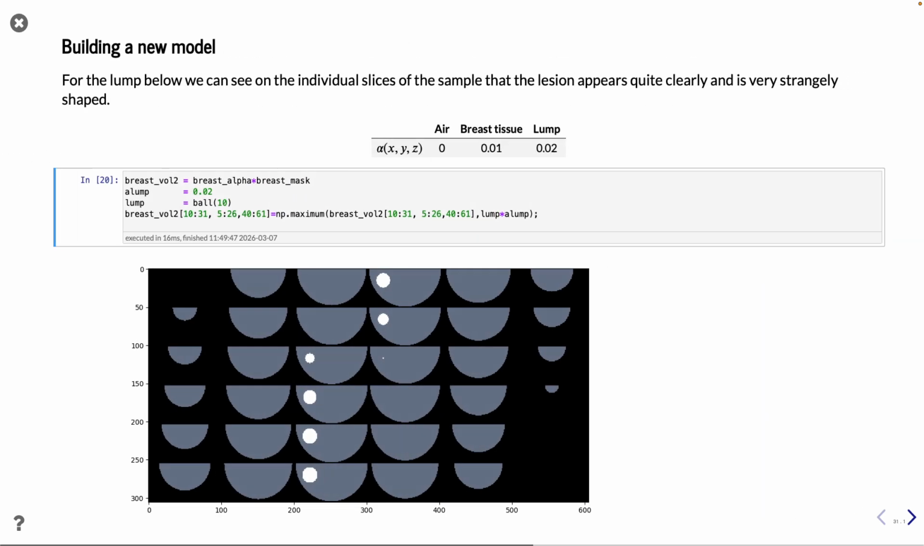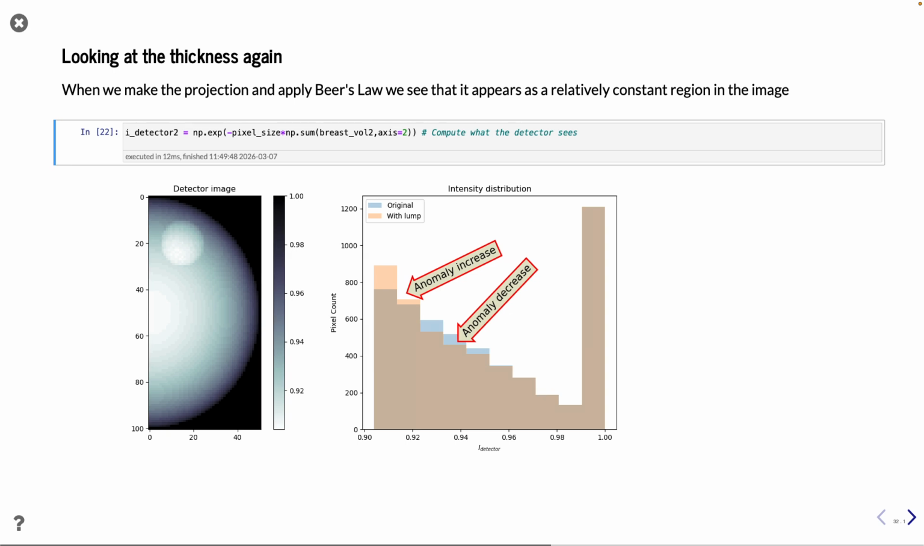Now let's introduce this in our model. So now we add this material, a lump, which has twice the attenuation coefficient, and introduce it as a little sphere which is embedded in our other sphere. And if we start looking at that model instead, we can see, first of all, on the detector image, we now have this little bump in there.